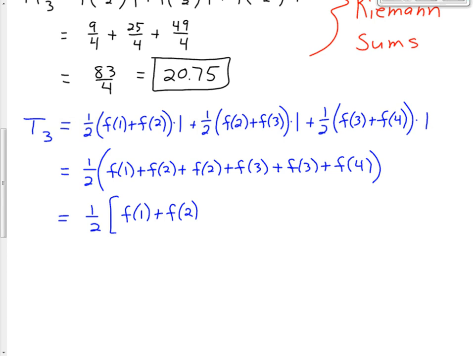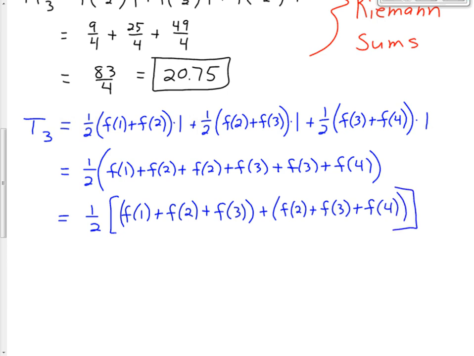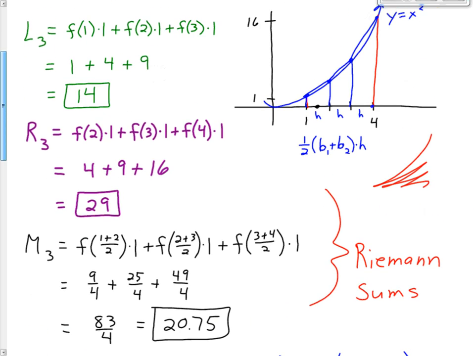And how about if I wrote it like this? You already see where I'm going with this. That's f of 1, f of 2, f of 3. We still have another f of 2, and another f of 3. And then we had one f of 4, which we haven't included yet. And look what we have. That looks kind of familiar.